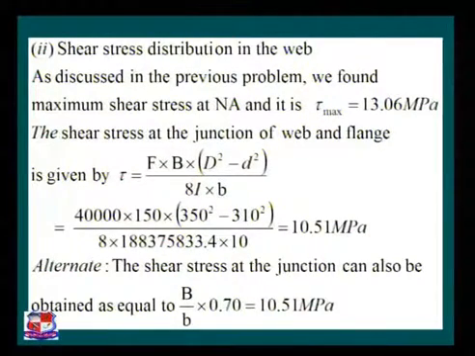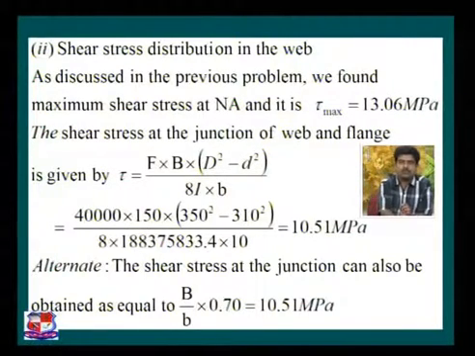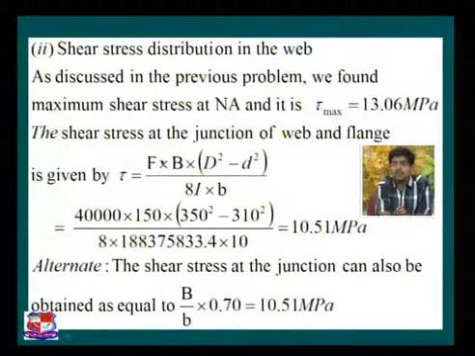Right now the intention is the shear stress at the junction of web and flange. We haven't found the value at the junction between flange and web. Now at the junction of web and flange, the value of tau is given by F into capital B into bracket capital D square minus small d square divided by 8Ib. Putting all these values, F is equal to 40 kilonewton converted to 40,000 Newton. Capital B, the width of the flange, is 150. Capital D is 350. Small d is 310. The I value we have already found, 8 is the constant and small b is the web thickness value. We found it is 10.51 megapascal, the value of tau at the junction.